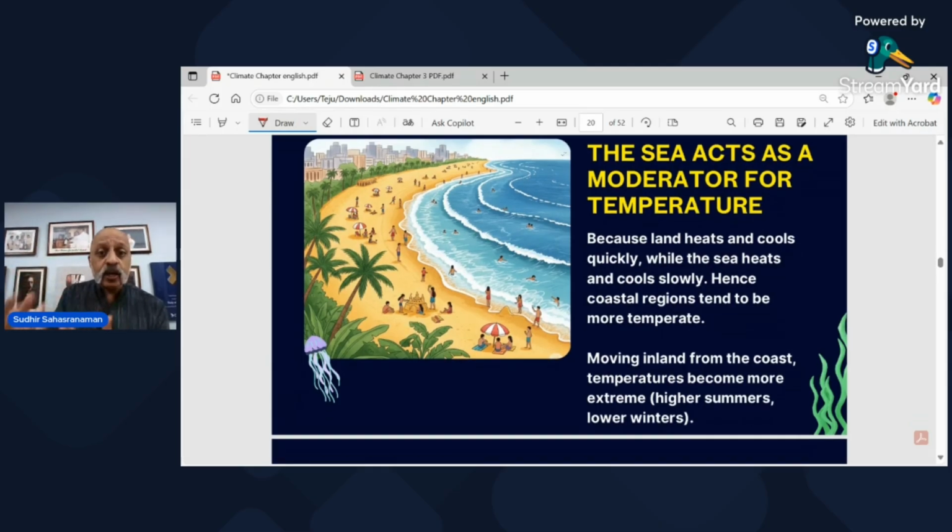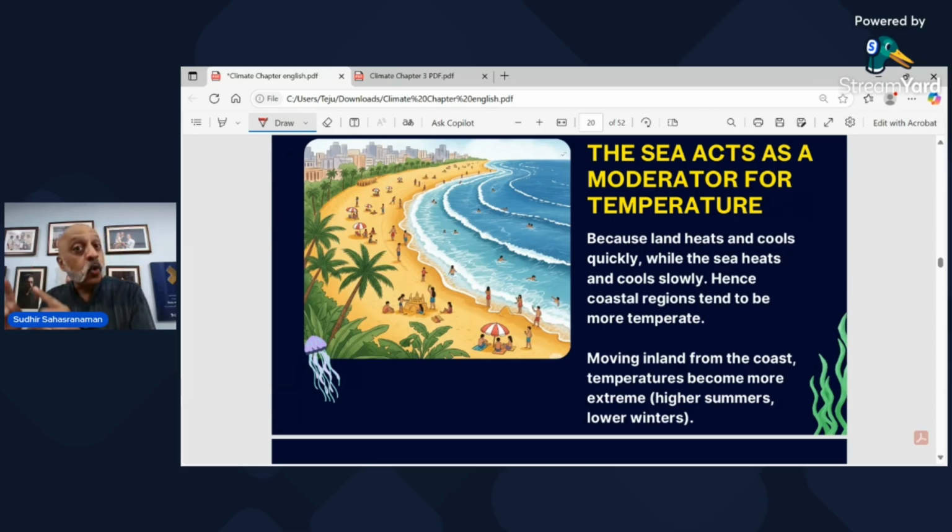The land heats and cools very quickly, while the sea heats and cools slowly. Sea takes more time to heat up and cool down, whereas the land is quicker in getting hot and also getting cool. Sorry, I'm getting confused. This is the problem when you say things very fast. I repeat, and this time I'll say it correctly.